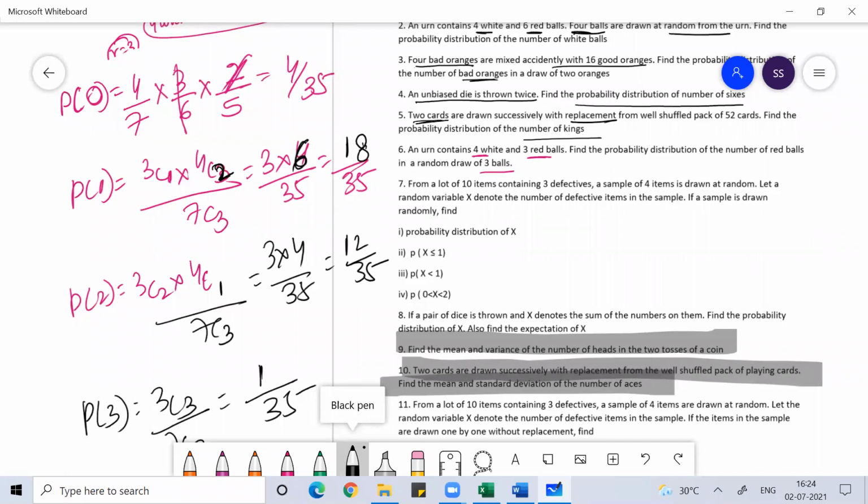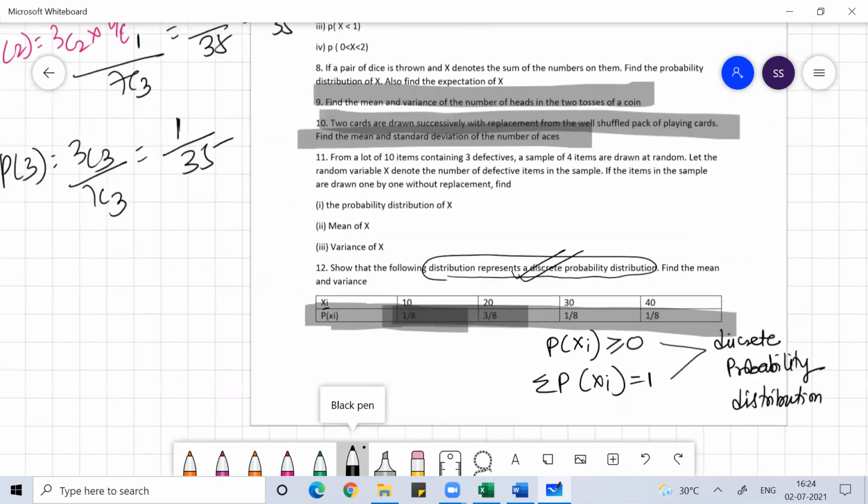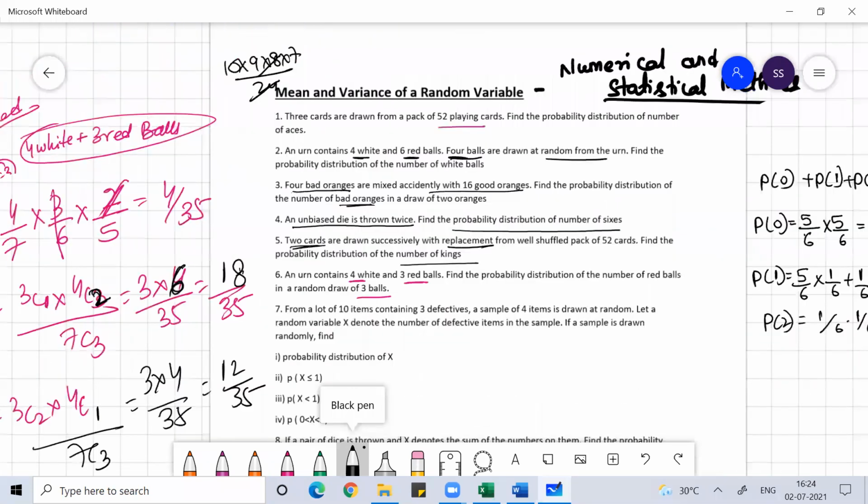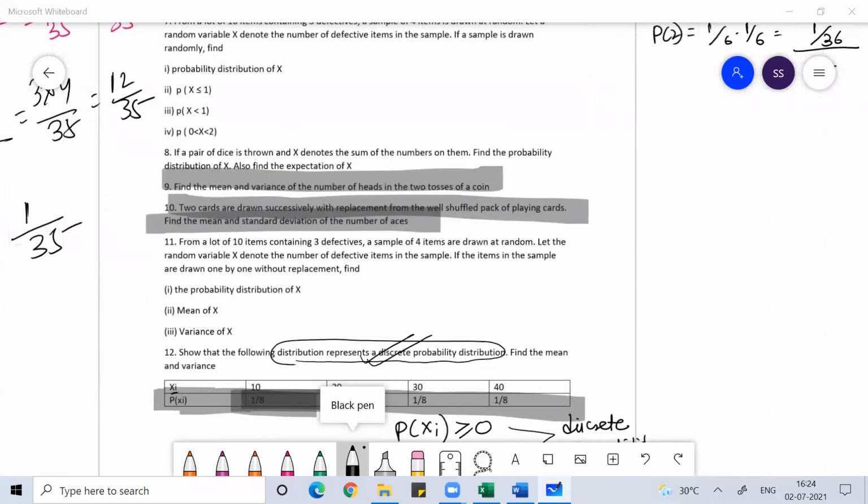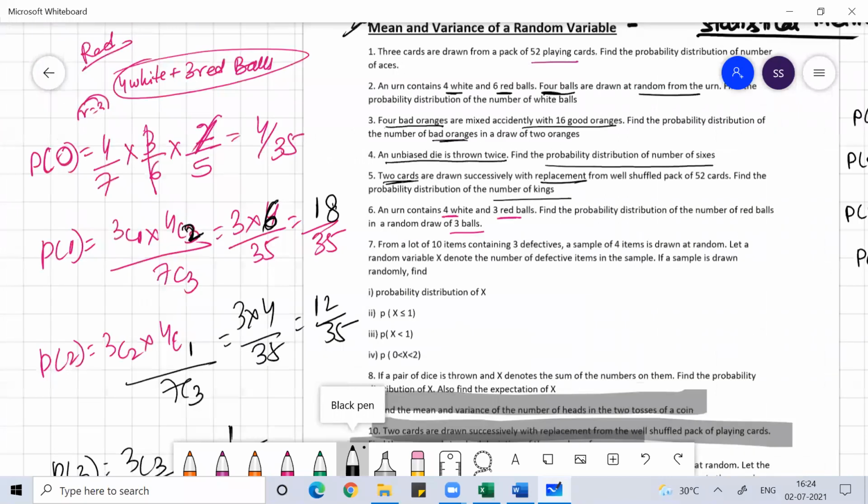Clear everyone? Anyone, any doubt? So we are right now focusing only on the calculation of probability distribution, how we can work on probability distribution. Understood everyone? Any doubt, anyone?